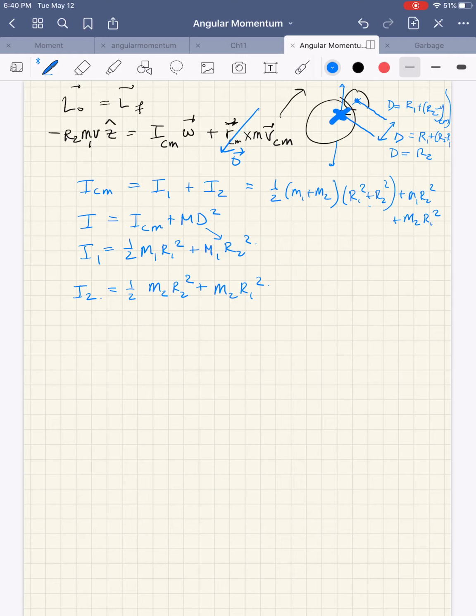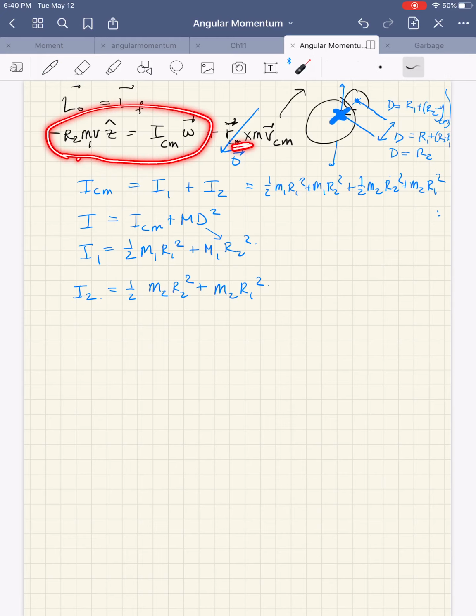Wait. No, I've done something wrong here. I just tried to shorten things. I shouldn't have done that. It's one half M1 R1 squared plus M1 R2 squared plus one half M2 R2 squared plus M2 R1 squared. Okay. And so once I found that, it's just a matter now of plugging that into this expression, since this is 0.